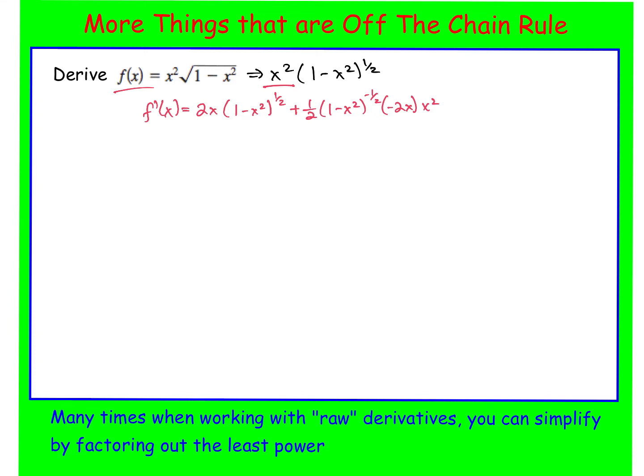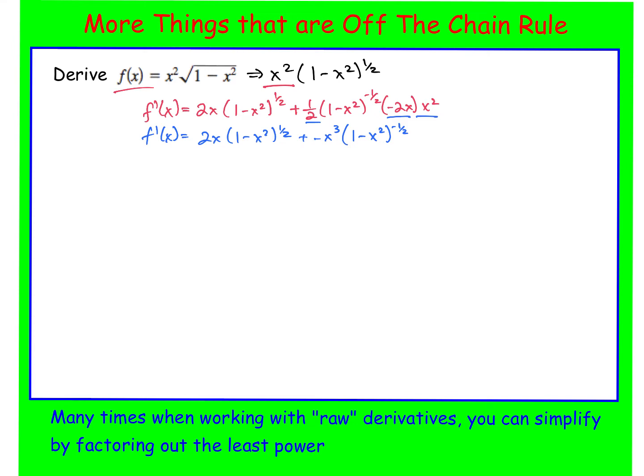Now let's do the algebra part. So let's simplify this up. So I can't really do too much on this first one. I get just 2x and then 1 minus x squared to the 1/2. But I have this 1/2, and I have this negative 2x and then this x squared. So what does that all become? 1/2 times negative 2 is negative 1, right? So I have negative, how many x's? X cubed. And then I still have 1 minus x squared to the negative 1/2.